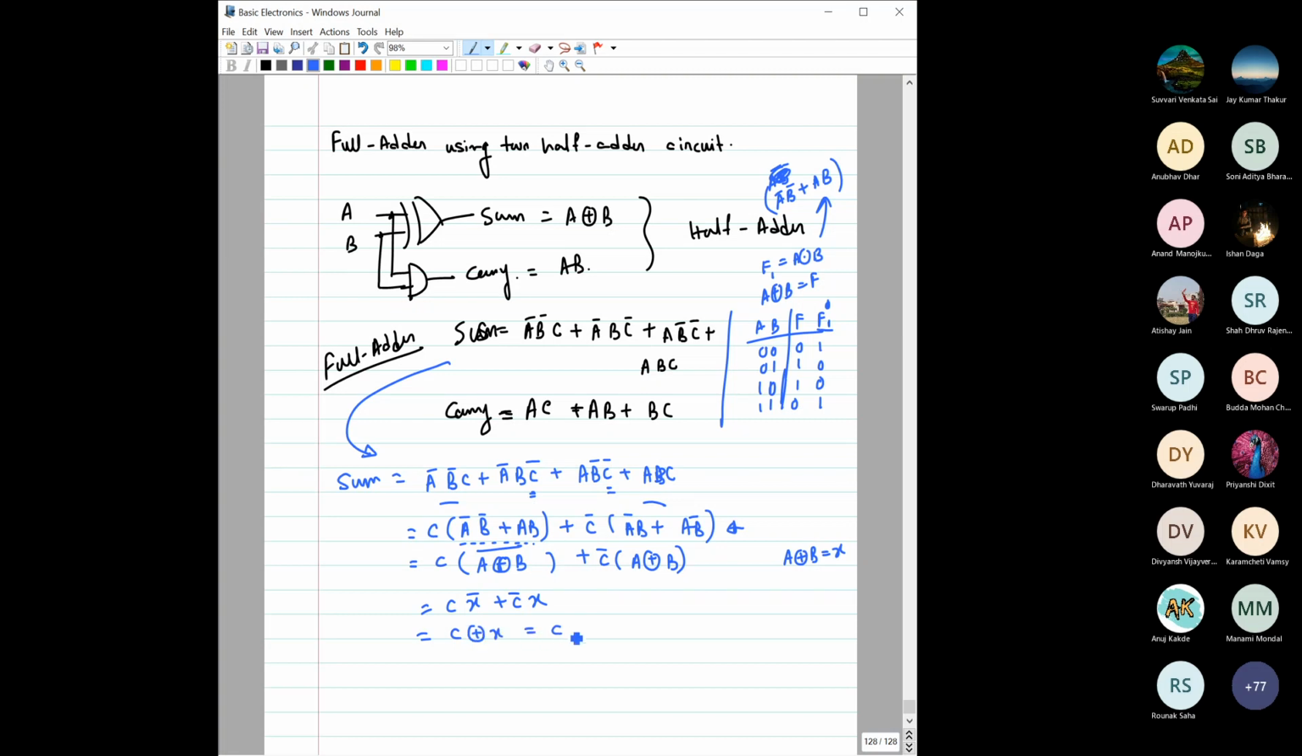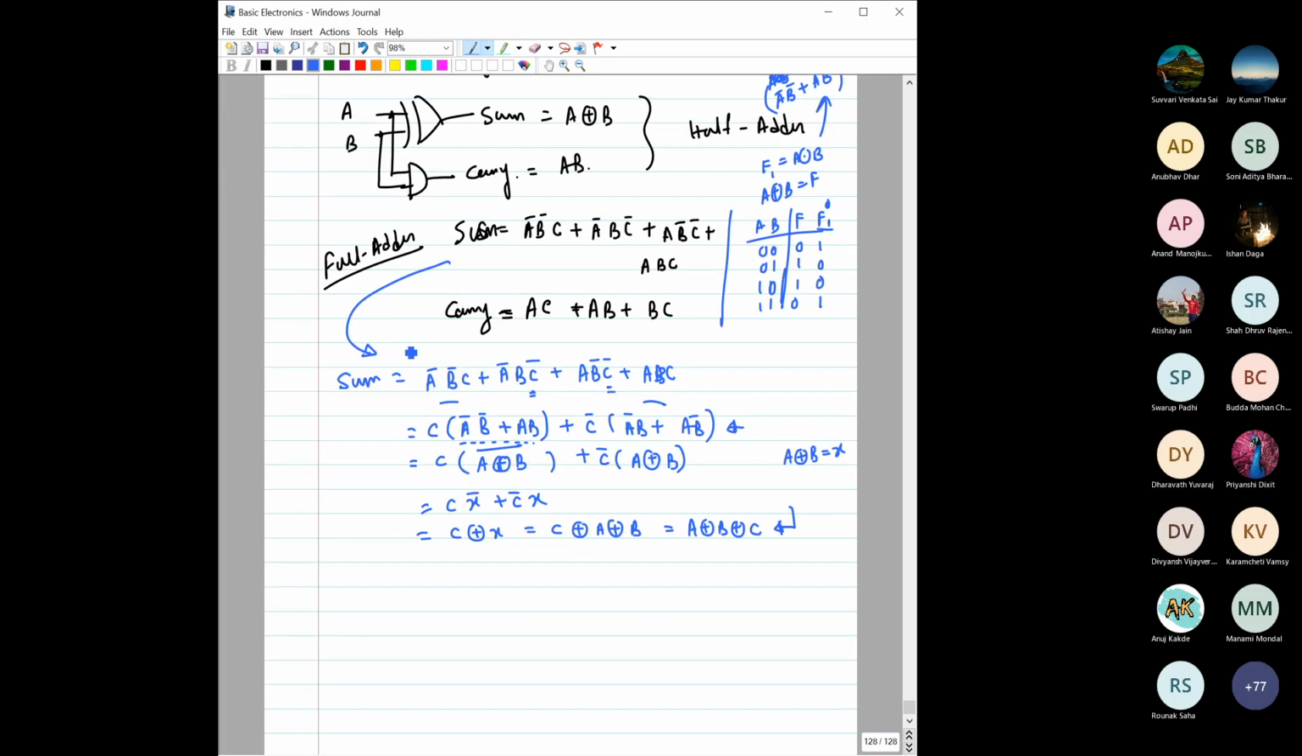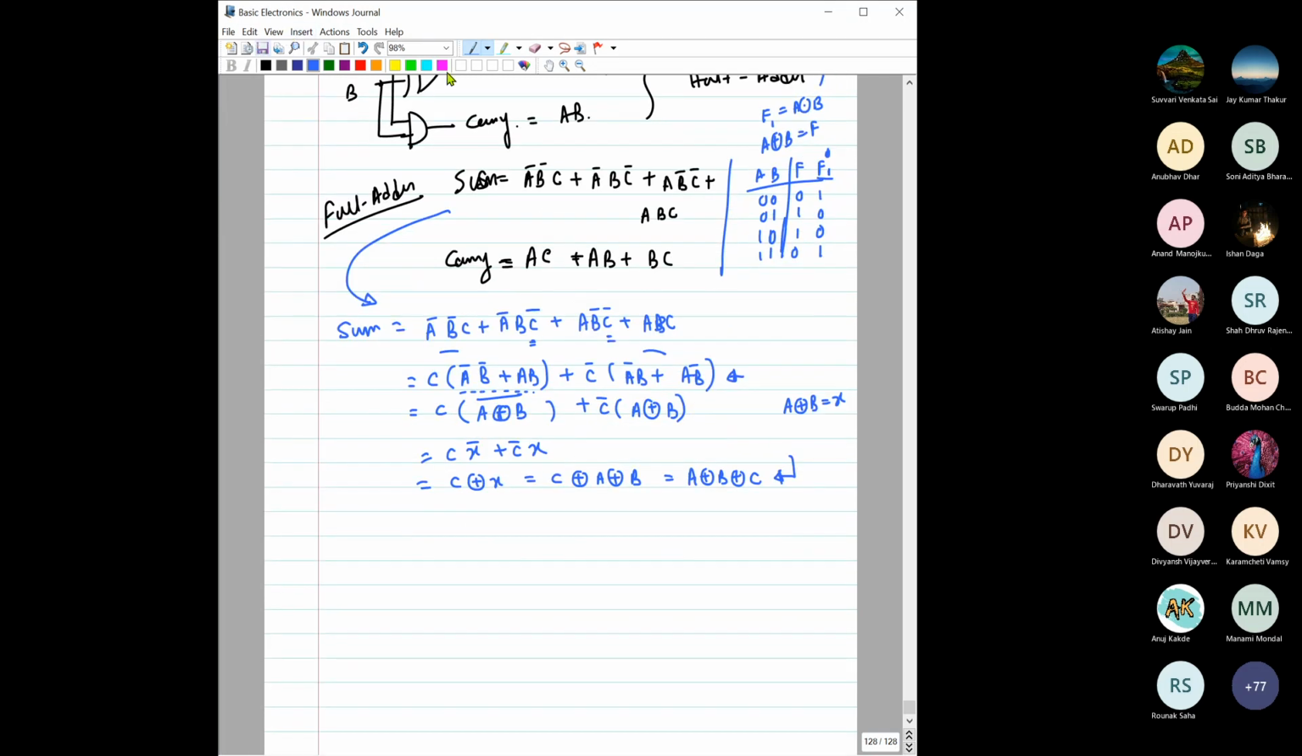Is this part clear to you? Yes, sir. So is it clear to you now? The sum of a full adder, I can write as A XOR B XOR C. And let us now also do a couple of manipulations for the carry.